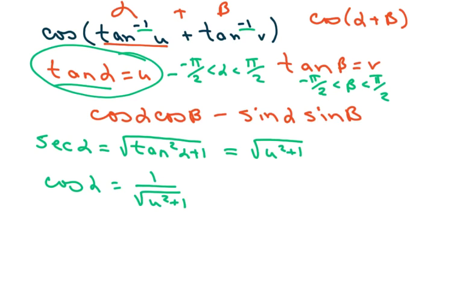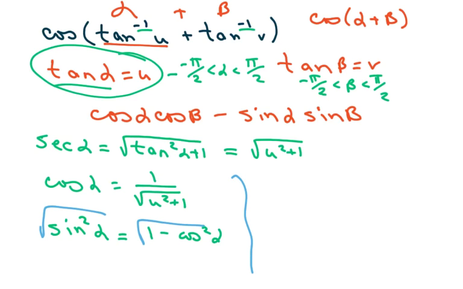Alright? And then for sine of alpha, sine squared of alpha is 1 minus cosine squared of alpha. So we're just going to square root both sides, and we get sine of alpha equals square root of 1 minus cosine of alpha squared. So that's just going to be 1 over u squared plus 1, because I did the square root of that. You square root the square.